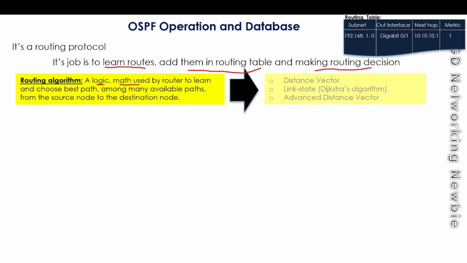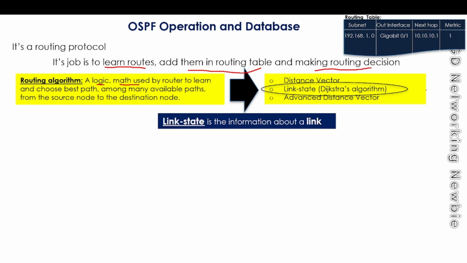The routing algorithms can be classified by what kind of algorithm they use. They can use a distance vector algorithm, or a link state algorithm, or maybe an advanced distance vector. OSPF particularly uses a link state routing protocol that is based on Dijkstra's algorithm. And link state is basically the information about a link.